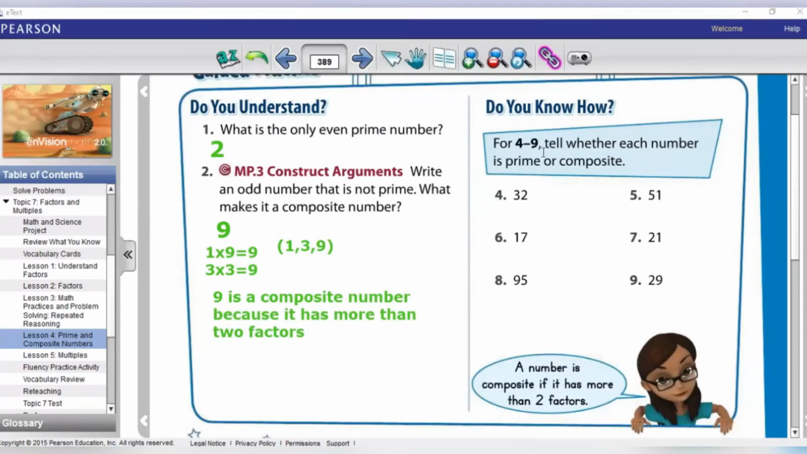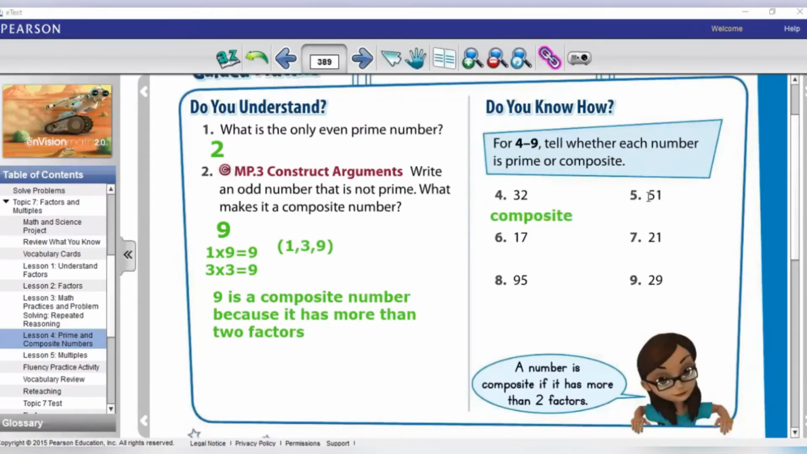For 4 to 9, tell whether each number is prime or composite. We have here 32, an even number. The even numbers are divisible by 2, so 2 will be a factor of 32. So 32 has more than 2 factors. 32 is a composite number.